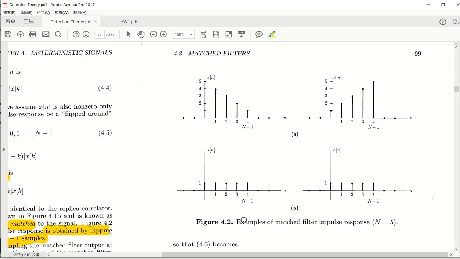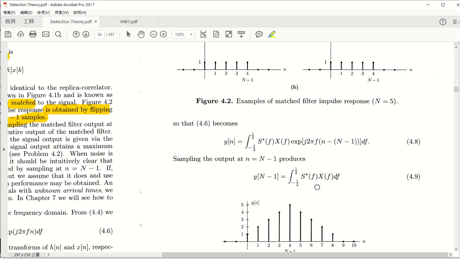Okay, so the match filter will be something like this. Let's say if you have a s equal to this, then the match filter h of n will be something like this. You flip it around and shift it, so it looks like this. So this h corresponds to this s. It's just an example.